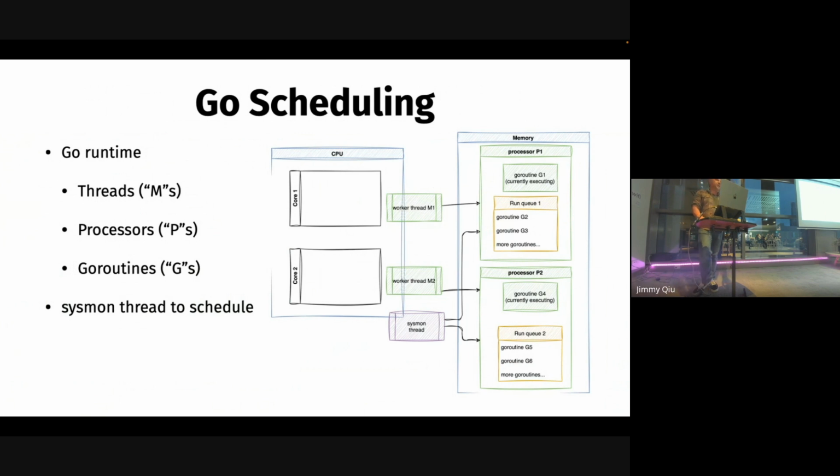Processors, P, are the thing that actually does the work. That's the code that runs. And then goroutines are what Go calls processes. That's the unit of work. You're going to spawn a function, have it run in the background, that's a goroutine. They'll start essentially a thread per CPU core. Each thread will have a processor, which is really a data structure in memory.